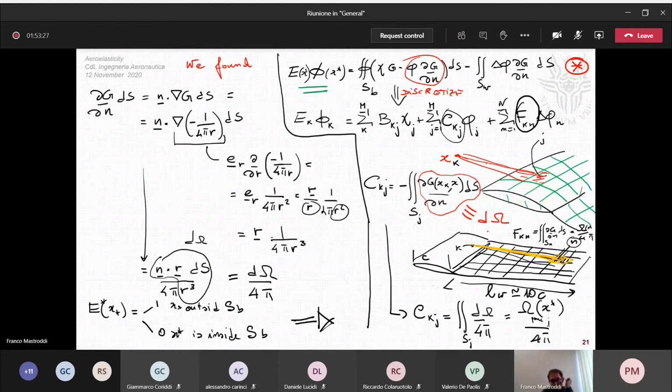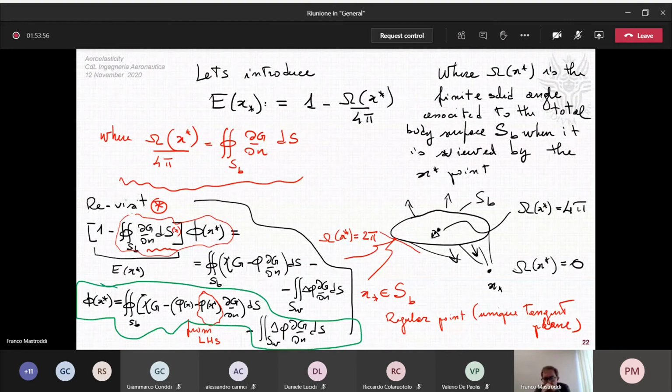Interesting. And now you know everything about the boundary element method. You are an expert. If you want, you may build a code. You may build a code for calculating the potential flow for unsteady and steady aerodynamics. Okay?